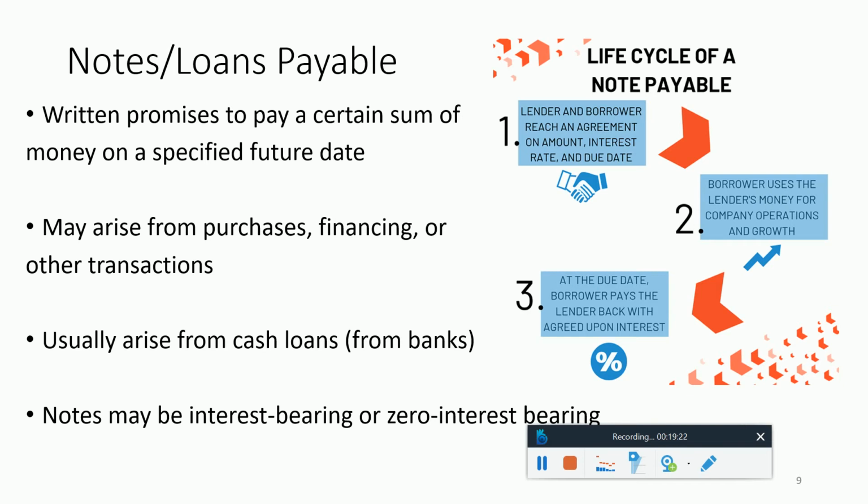Now, it is possible for a note payable to be signed to finance the purchase of inventory or the purchase of services, but generally they are used for other purposes, to provide an influx of cash, maybe for an expansion or to get a business off the ground, and they tend to be much longer term in nature than accounts payable. When we think about accounts payable, most accounts payable is paid within 30 to 60 days.